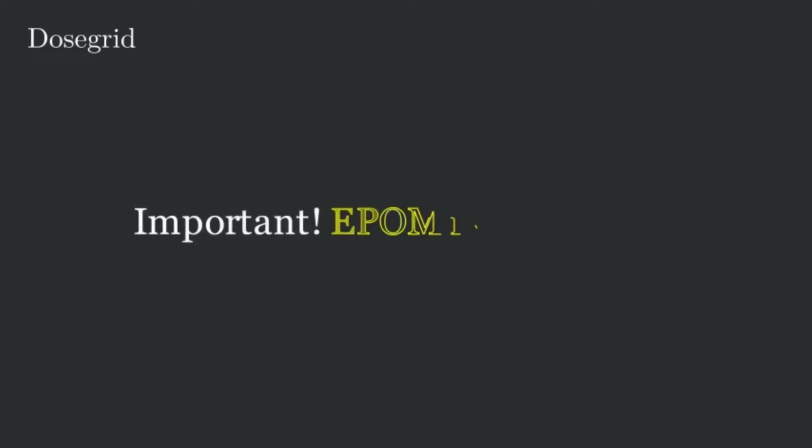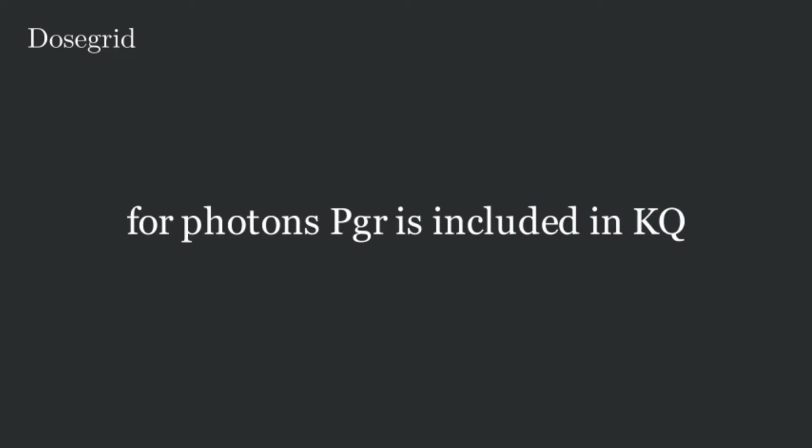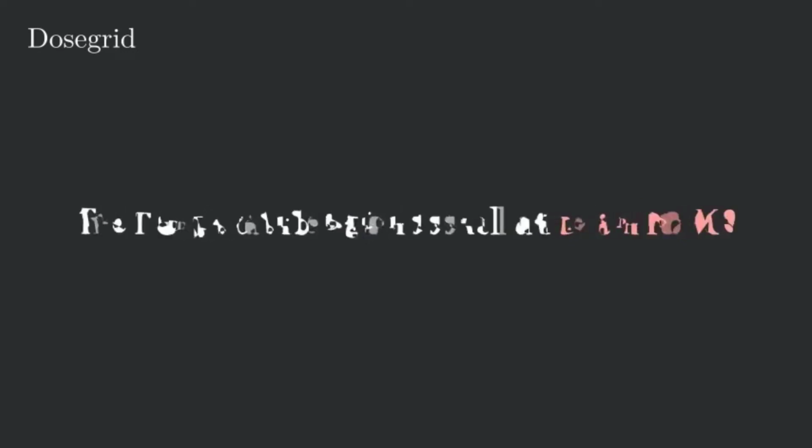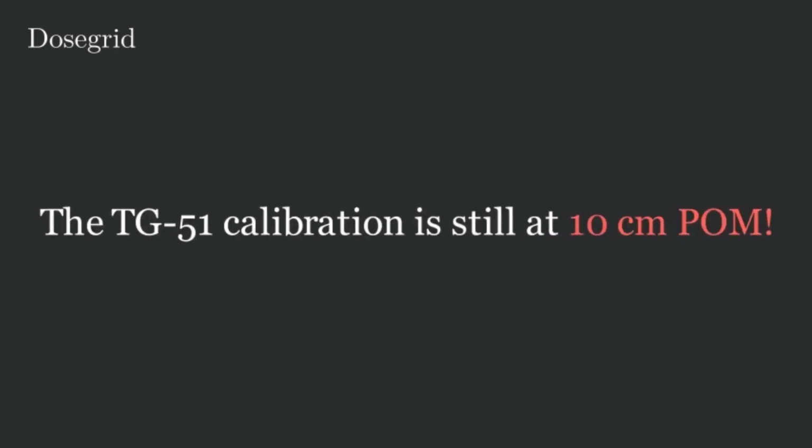And remember, we only shift when we're measuring KQ. We do not shift when we're actually performing the measurements for photons. The TG-51 calibration is still at 10 cm point of measurement.